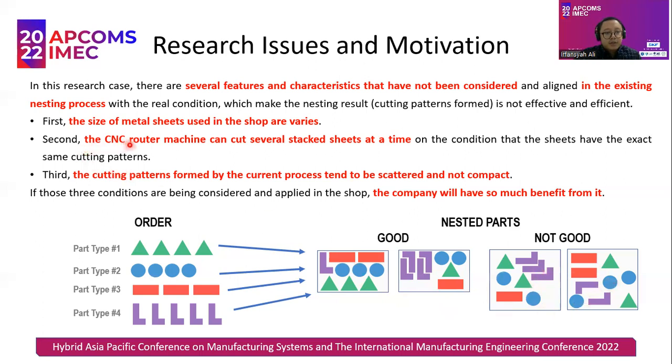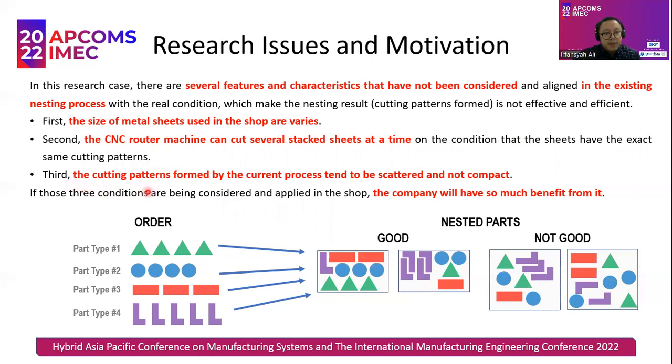Second, the CNC router machine can cut several stacked sheets at a time on the condition that the sheets have the exact same cutting patterns. This feature has not been considered and applied in the existing shop. Applying this feature will save much setup and cutting time.